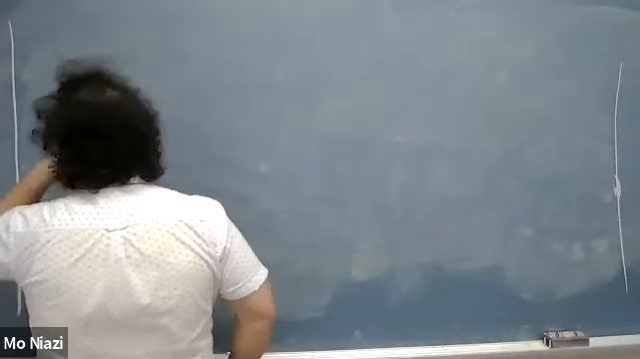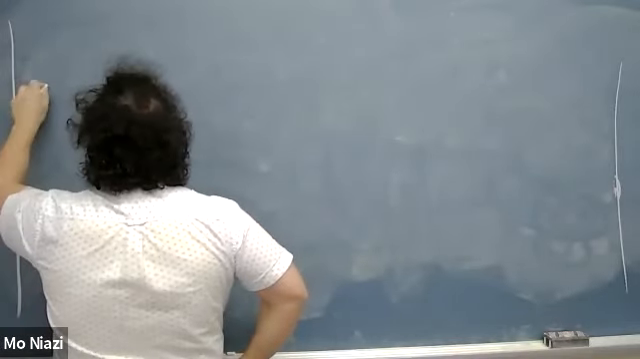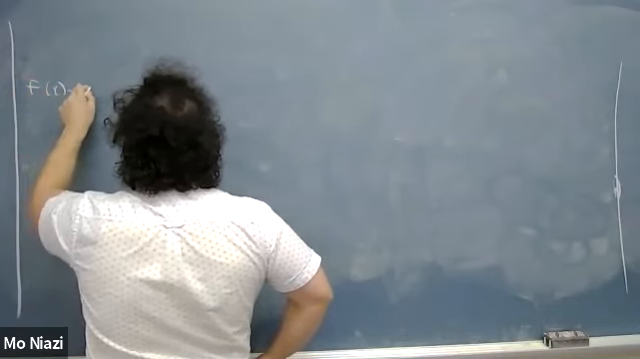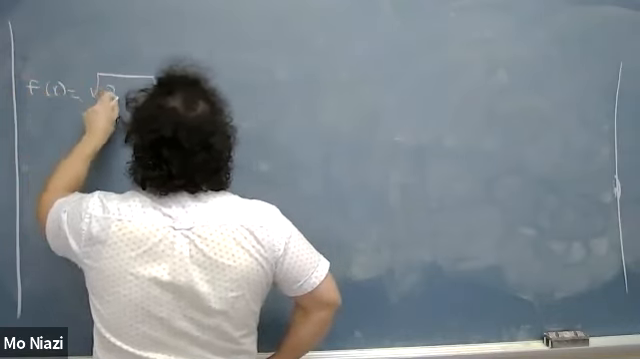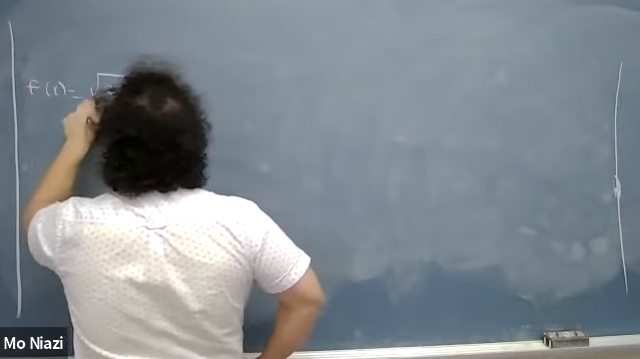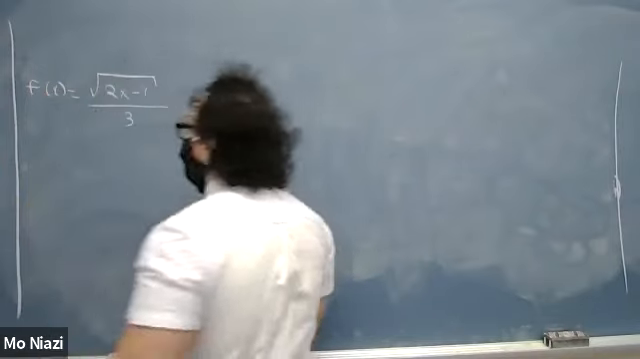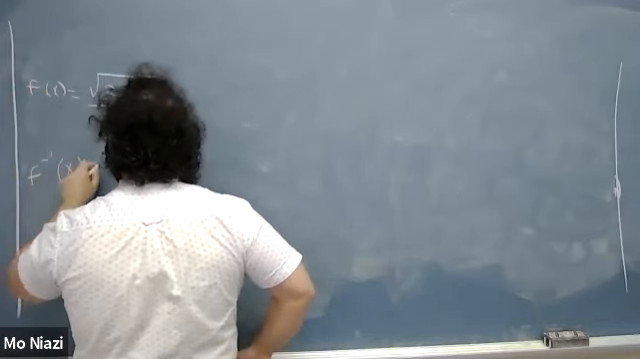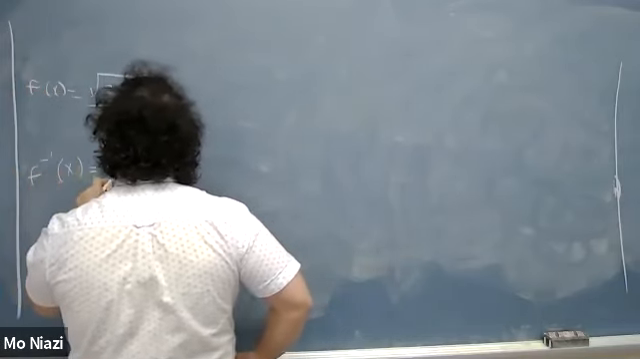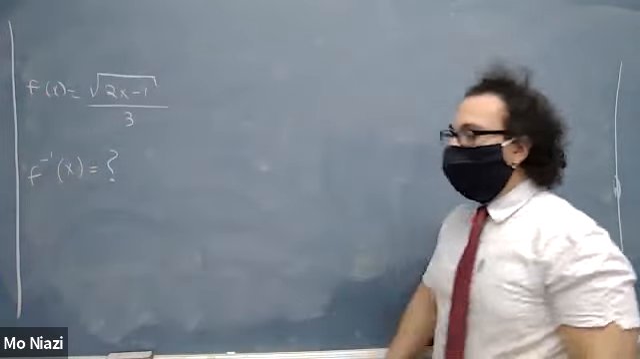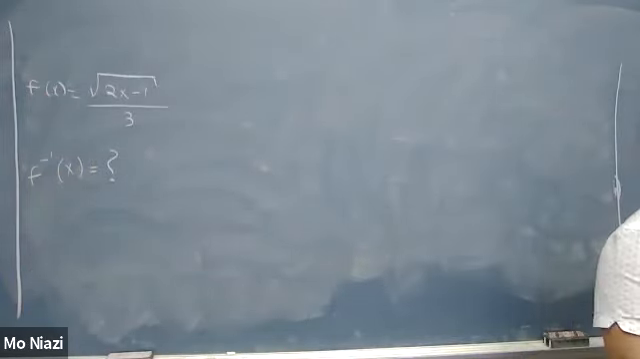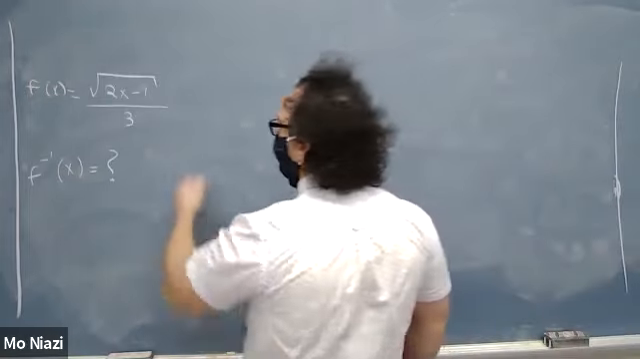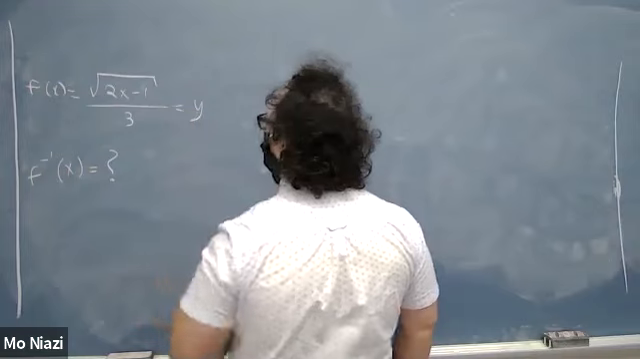How do you do this? Well, for instance, let's say we have a function f of x is equal to the square root of 2x minus 1 all divided by 3. What's f inverse of x? Here's how you do it. Well, you say your f of x is the same thing as a y, right?